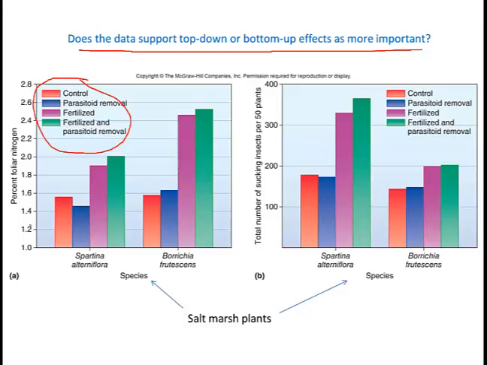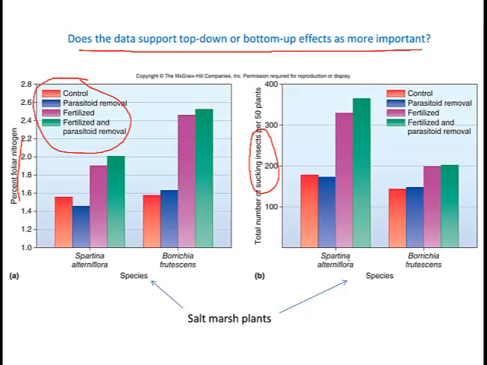Okay, and then on the left here is the percent foliar nitrogen. So here we're looking at the plant growth. How did these treatments affect the growth of plants? All right, and on the right is our sap-sucking insects. Okay, so this is where the question comes in, is really looking at the right-hand graph. So we want to compare these different treatments for the number of sap-sucking insects.